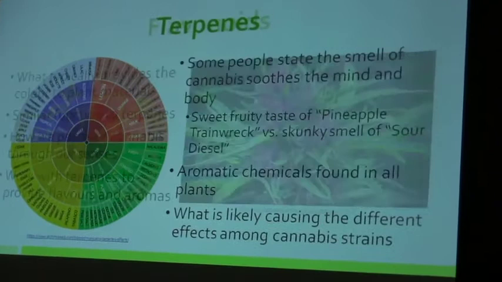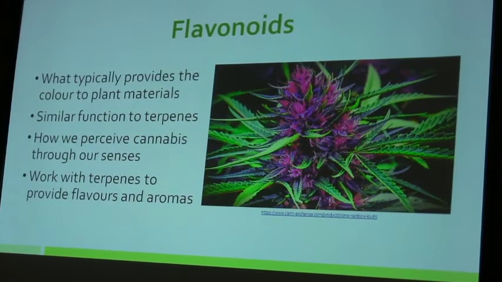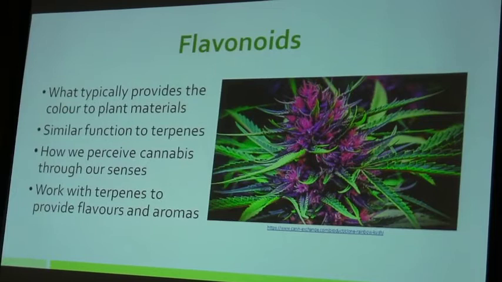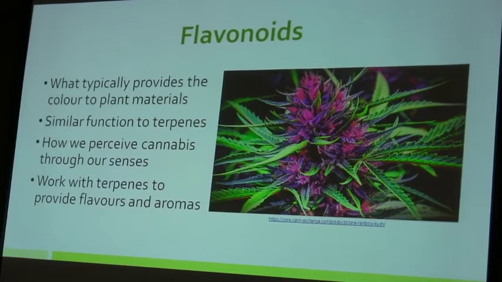Flavonoids are also a new chemical that we're starting to focus on. And largely when we see flavonoids, it's the coloration of plant products. So the purple kush, the rainbow kush, all these orange, red, purple colors that we see are due to the profiles of flavonoid potential within these families of chemicals.